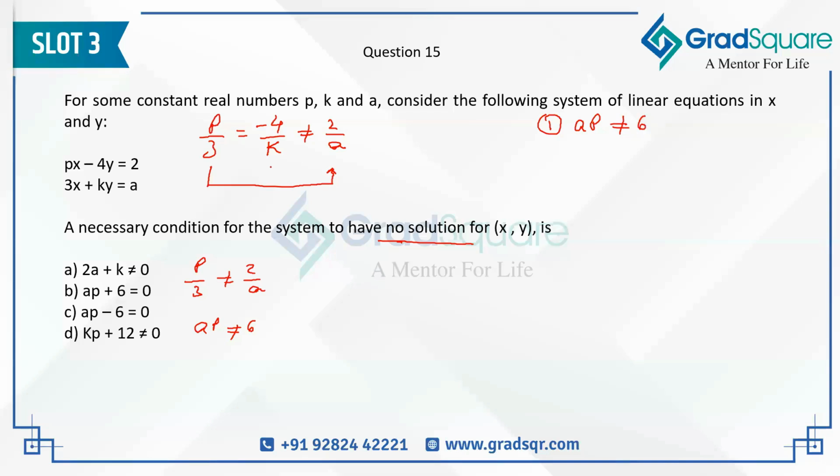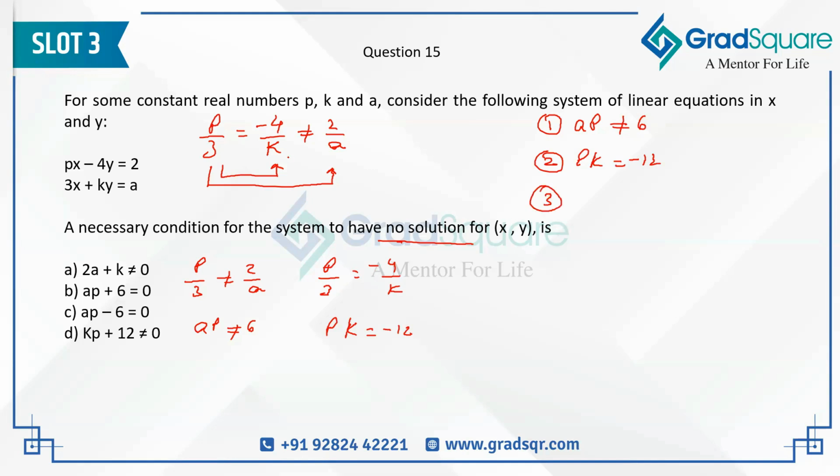Look at the second condition. Make this equal to this. So if you make p by 3 equal to minus 4 by k and solve this, you will realize pk is equal to minus 12. So your second condition turns out to be pk equals minus 12. Correct?